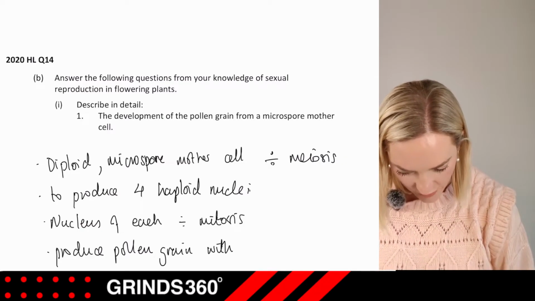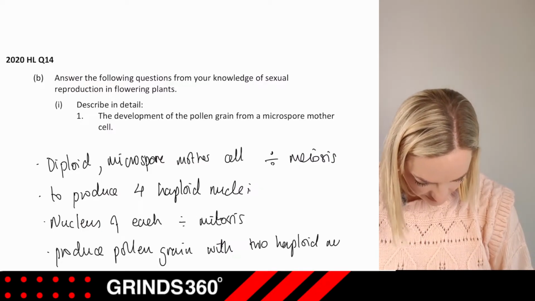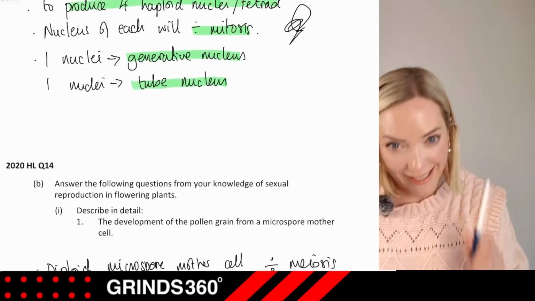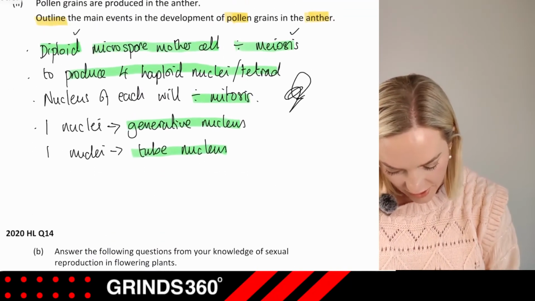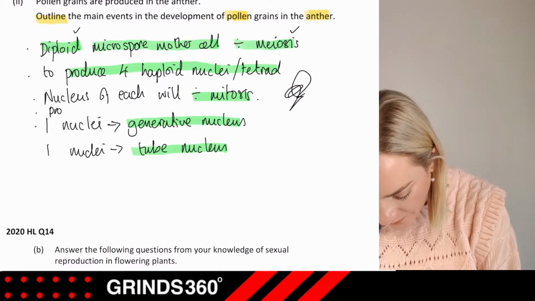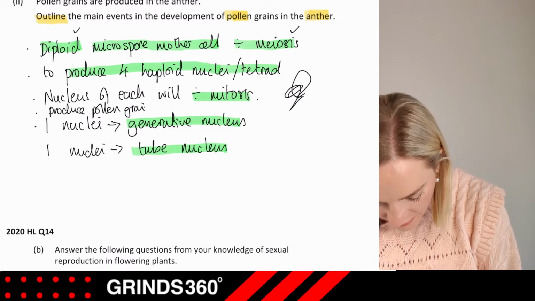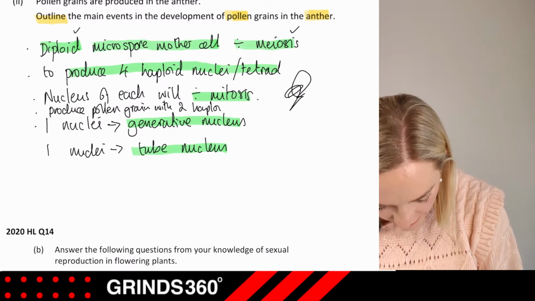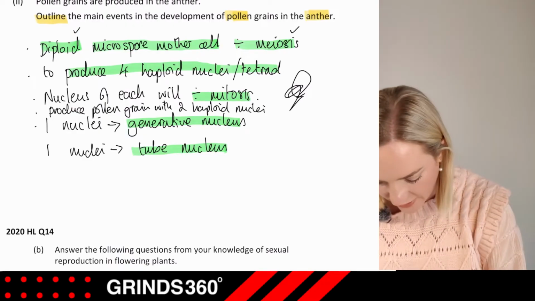So it will produce pollen grain with 2 haploid nuclei. Actually, did I put that in there? Sorry, I made a mistake. So add, if you're writing this down, this sentence: produce pollen grain with 2 haploid nuclei. I forgot it up here, by mitosis. So I'm going to write in here, produce pollen grain with 2 haploid nuclei. Actually, that should have gone there.